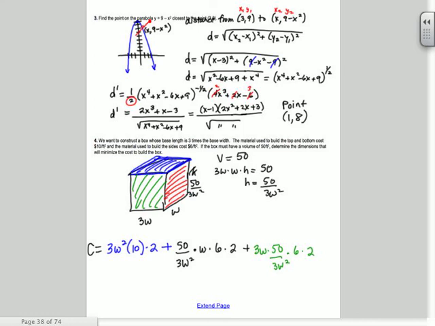Okay, so simplify. So I'm going to have 3 times 2 times 10, so 60W squared. Plus, we said one of these W's cancels. 6 and 3 are going to reduce to 2, but then 2 and 2 reduce out. So I have 50 over W. So I'm going to write it as 50W to the negative 1. 3 and 3 reduce out. I get 600, oh, W's reduced out. So 600 over W, so 600W to the negative 1.